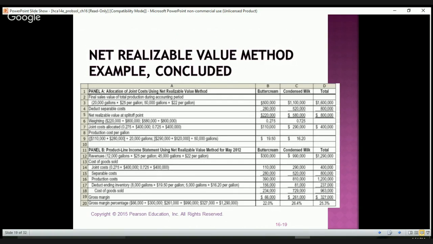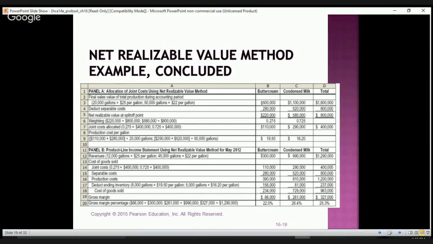We deduct the separable cost, which is $280,000 for the buttercream and $520,000 for the condensed milk. Our net realizable value at the split-off point is $220,000. We take the 500 minus the 280, get 220. We take the condensed milk, the 1.1 million minus the 520,000 and get 580, with a total net realizable value of 800,000. The weighted average on that, we take the 220 divided by 800, I get 0.275. The 580,000 divided by 800, and I get 0.725.